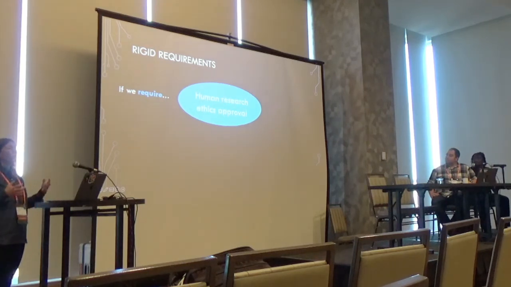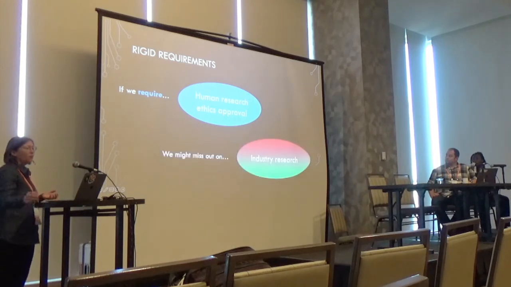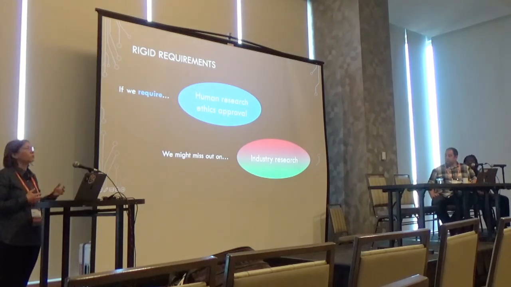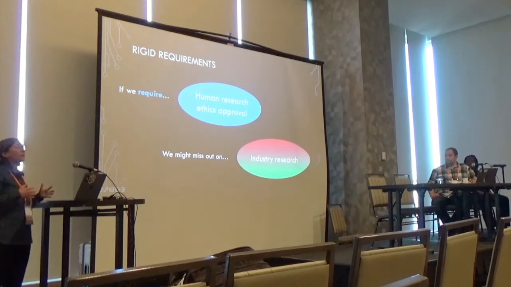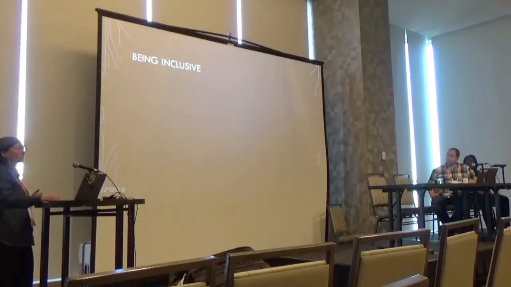Similarly, if we were to require human research ethics approval, we might miss out on organizations that don't have human research ethics boards, like industry research or small nonprofits. So that's not to say that things like pre-registration and open science and human research ethics approval aren't important. They're great assets to our community, but let's just not make them rigid requirements. Okay, so what can we do?